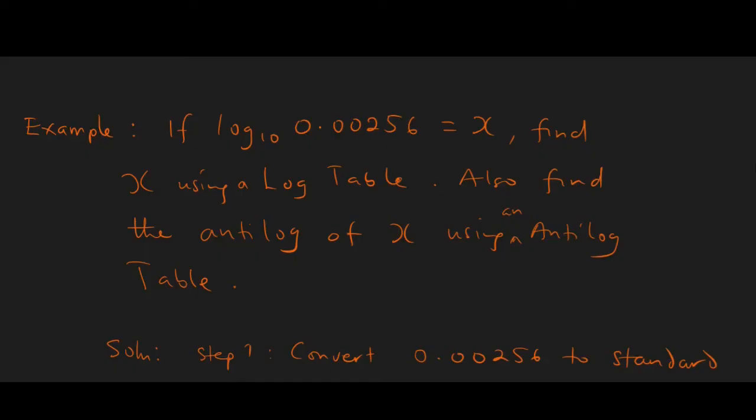Now let's try solving this question. If the log to the base 10 of 0.00256 is equal to x, find x using a log table. Also find the antilog of x using an antilog table. Now this question will demonstrate how to find the logarithm of certain numbers when the characteristic is a negative number.